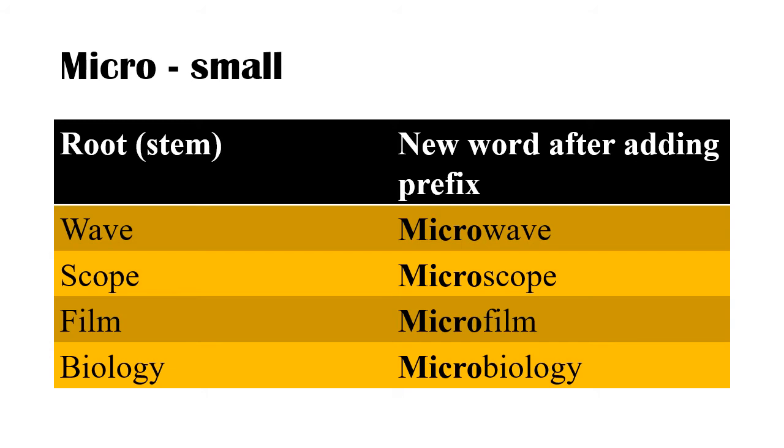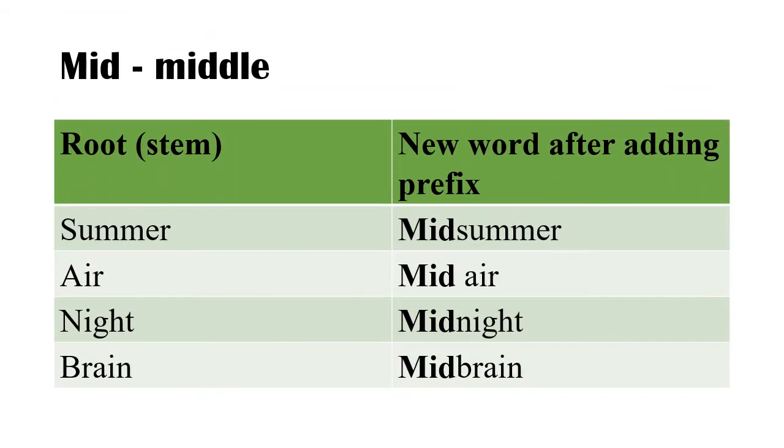Micro means small. The words formed after adding prefix micro are microwave, microscope, microfilm, microbiology. Mid means middle. The words formed after adding prefix mid are midsummer, mid-air, midnight, mid-brain.